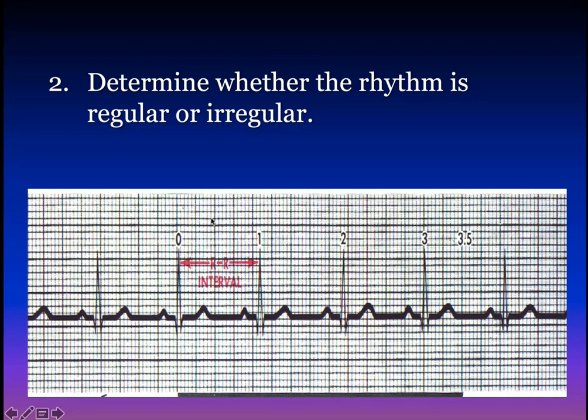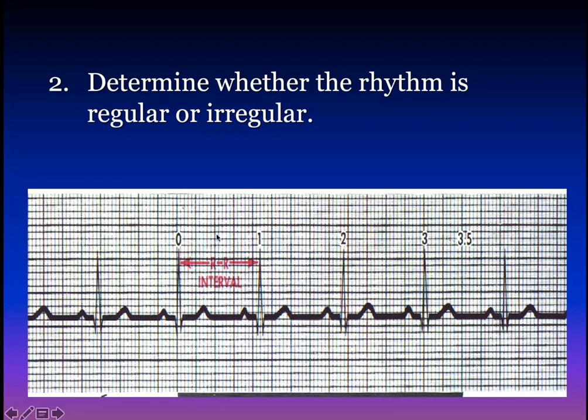The rhythm will be regular if the R-R interval is the same, and we call it sinus rhythm. If the R-R interval differs by more than 5 boxes, or more than 10, for example if the heart rate of this is 60 and the heart rate of this is 70, we call it sinus arrhythmia.